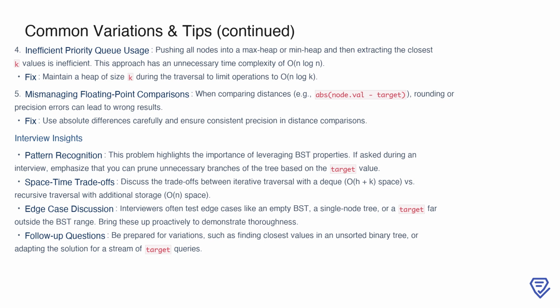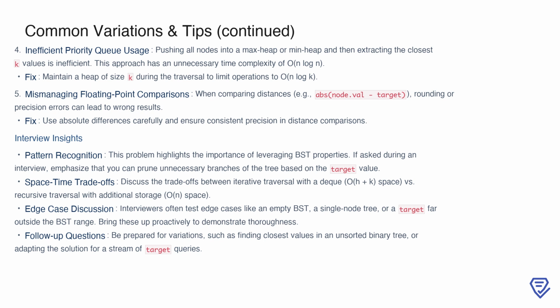Another common inefficiency is related to priority queues. Some solutions involve pushing all nodes into a max heap or min heap and then extracting the closest k values. While this approach works, it's suboptimal with a time complexity of O(n log n). Instead, you can maintain a heap of size k during the traversal, which limits the operations to O(n log k).